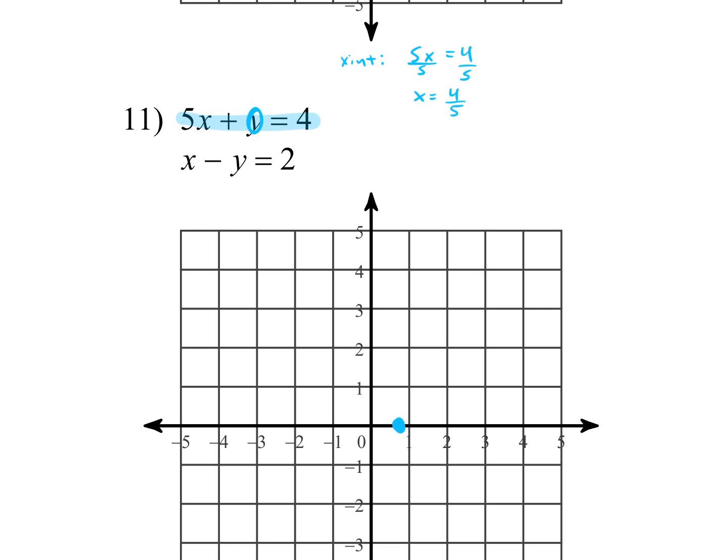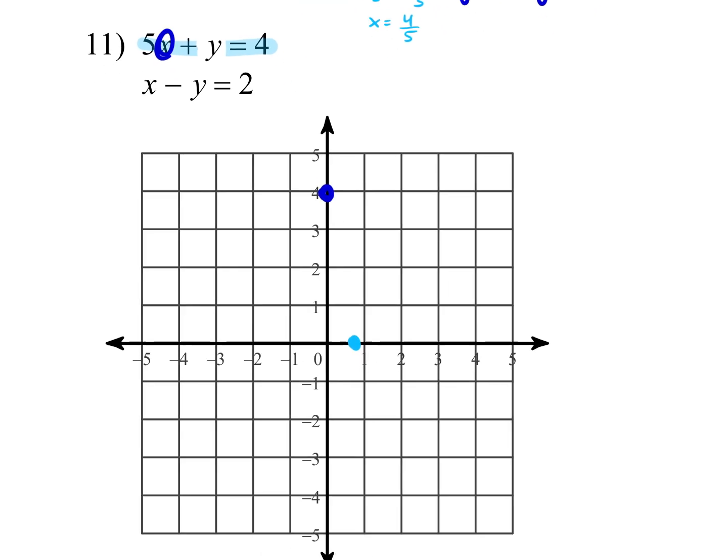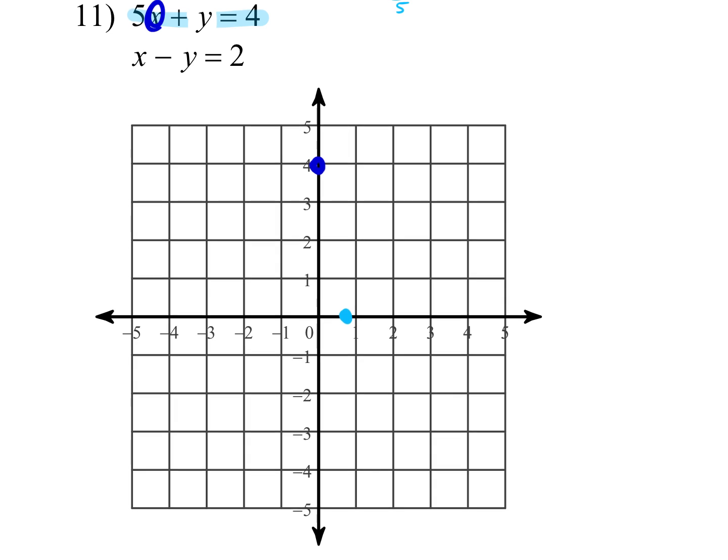Now, in the first equation still, let's find our y-intercept. This is going to be where we cross the y-axis. How would we find the y-intercept? Plug 0 into x. So that would be 0 plus y, so y is equal to 4. So we don't even need to solve there. So we cross the y-axis at 4. So once you have your x and y intercept, you can draw a line.